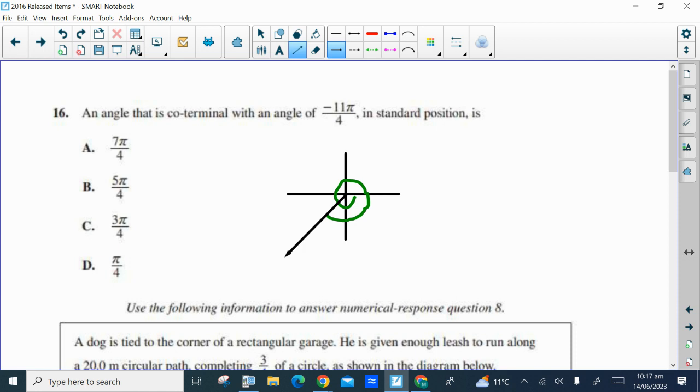So which of these angles is coterminal? The first one we need to check is 7 pi on 4. Well, that is a positive angle, so you're going to go counterclockwise. There's 2, 4, 6, 7 pi on 4 would end up right there in the fourth quadrant. So that's not it.